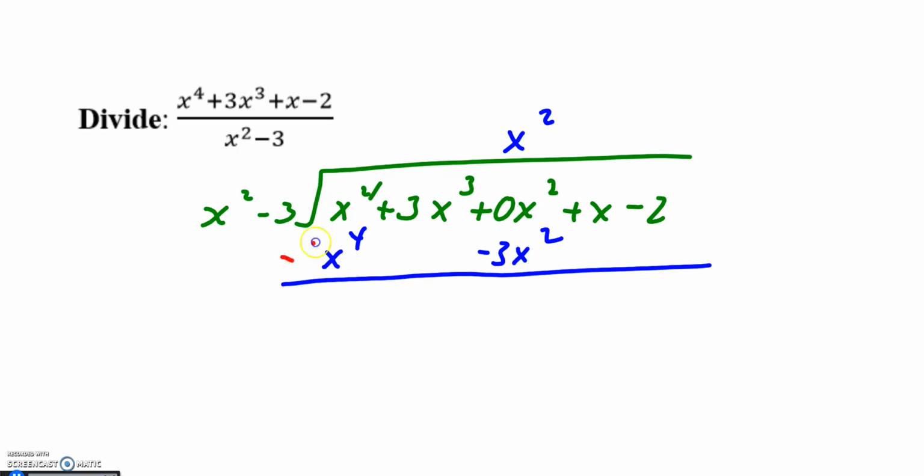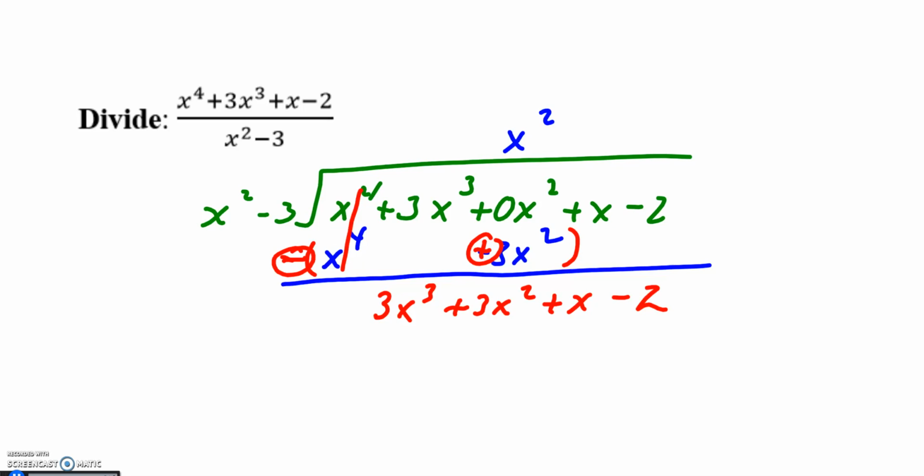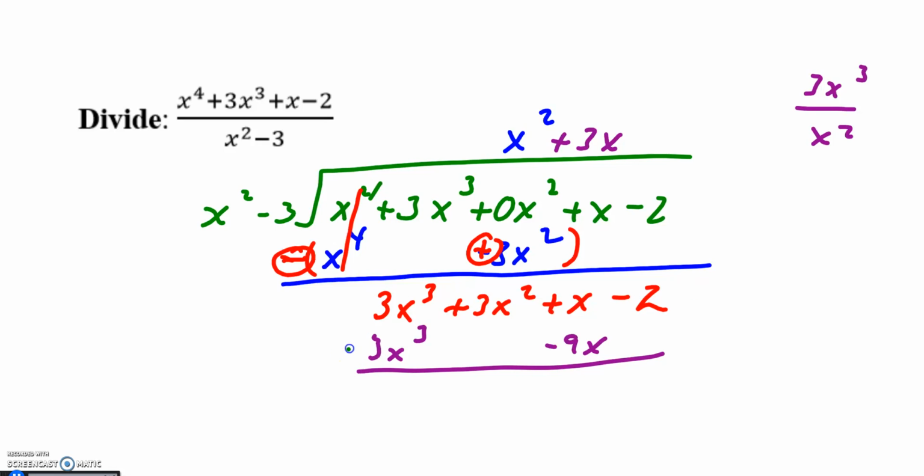When I subtract, my signs change. This becomes a negative and that becomes a positive. So if I combine down and bring down, I'd have 3x to the third plus 3x squared plus x minus 2. Now if I'm taking 3x cubed and dividing it by x squared, I'm left with 3x. So now if I multiply back, 3x times x squared is 3x cubed. 3x times negative 3 is negative 9x. If I combine down and subtract, both of these signs change. So I'm left with 3x squared plus 10x minus 2.